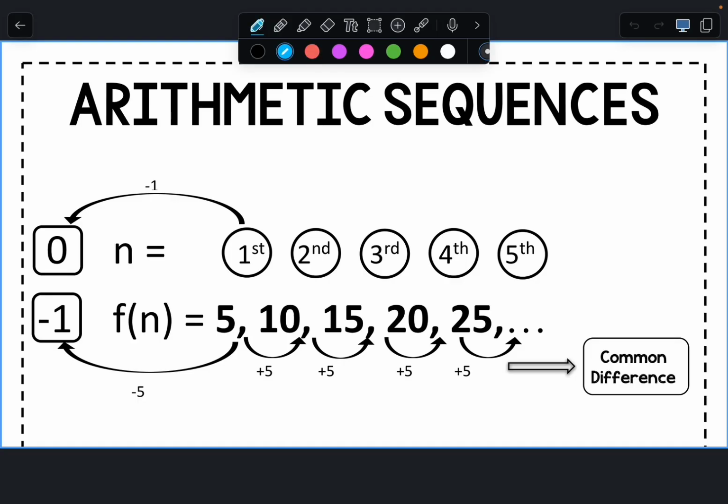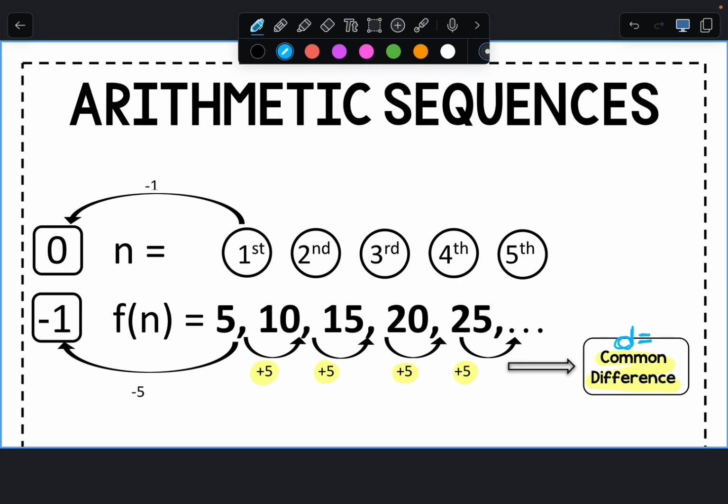Now, to get from 5 to 10, 15, what do you do every time? Add 5. That is known as your common difference, these plus 5s, because that is what you are adding every single time to get from one value to the next. And that's going to be variable D.